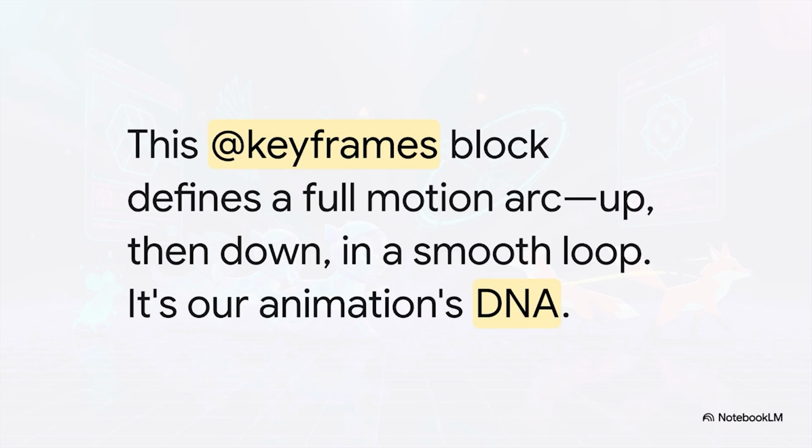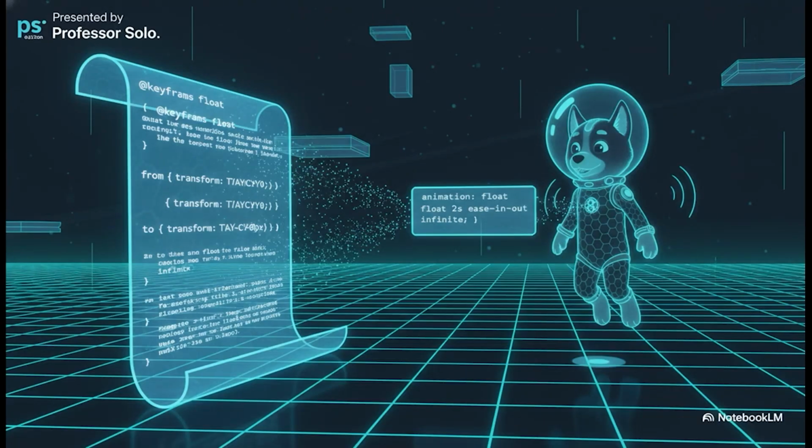That's our choreography. Now, a script is useless without an actor, right? So we have to actually assign that float animation to an element. We do that with the animation property. This one little line of code is so powerful. It says, hey, use the float keyframes, make it last for 2 seconds, use an ease-in-out rhythm, and just do it forever, all in one go.